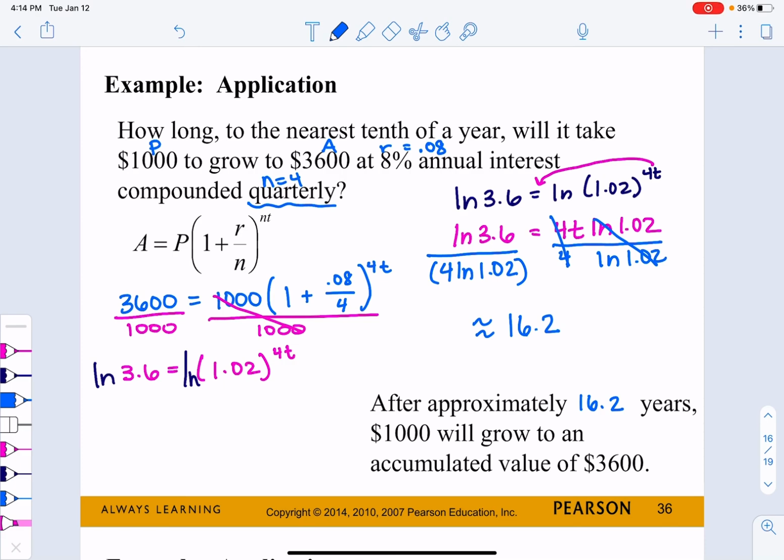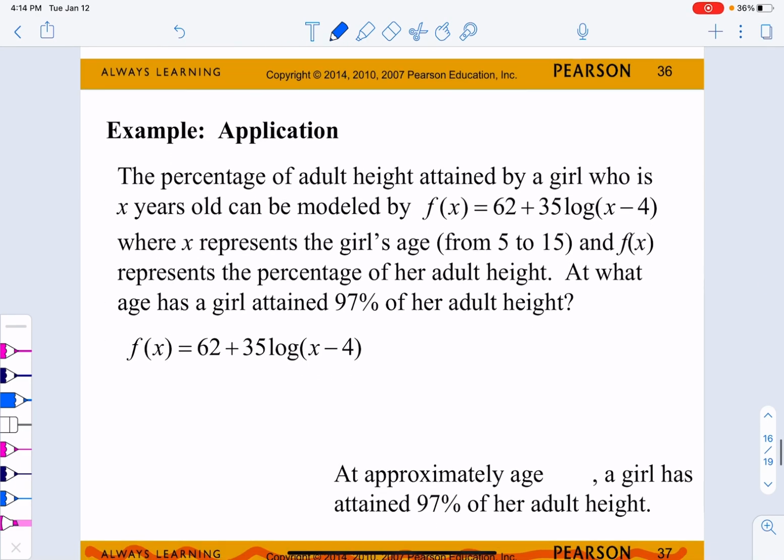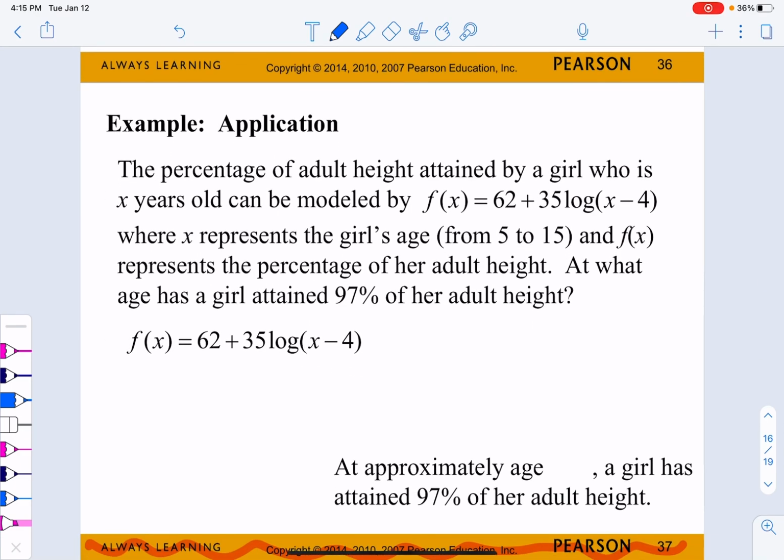And one last example. In the last example, we talked about the height of boys. This one's going to talk about the height of girls. It says the percentage of adult height attained by a girl who is x years old can be modeled by the function f of x equals 62 plus 35 log of x minus 4, where x represents the girl's age from 5 to 15, and f of x represents the percentage of her adult height. At what age has a girl attained 97% of her adult height?